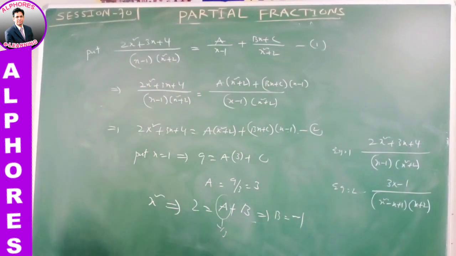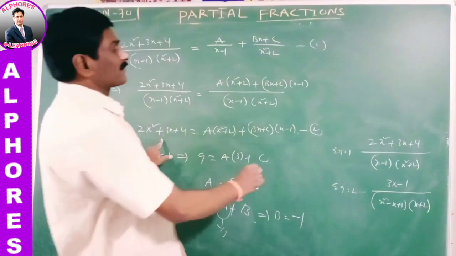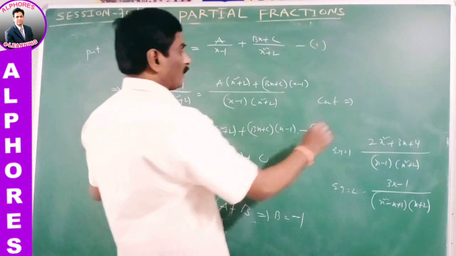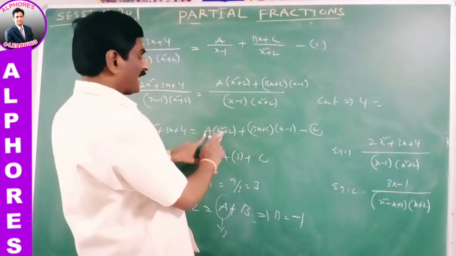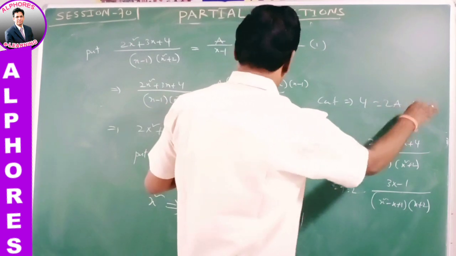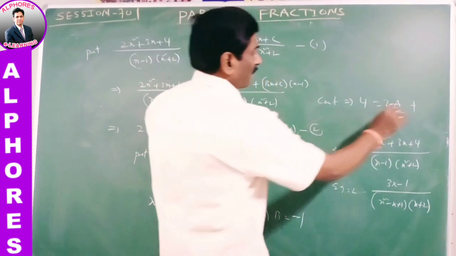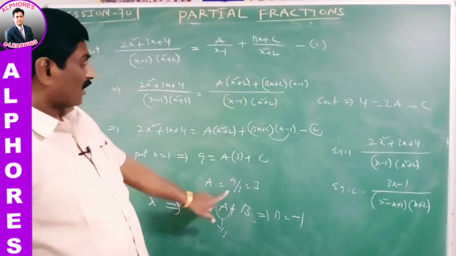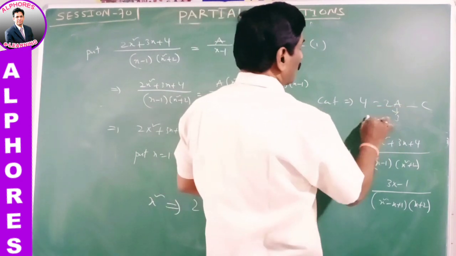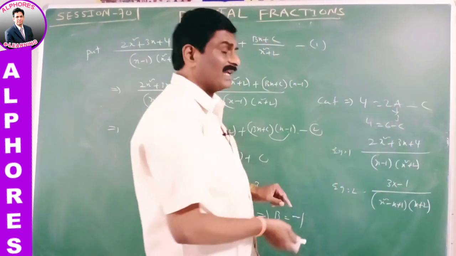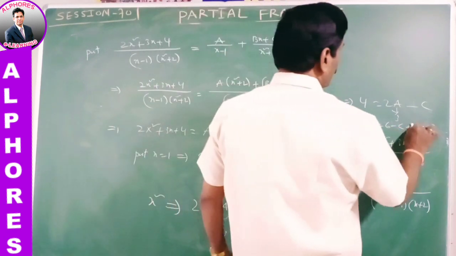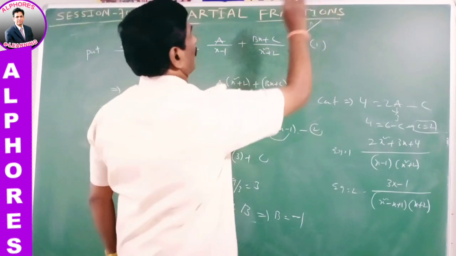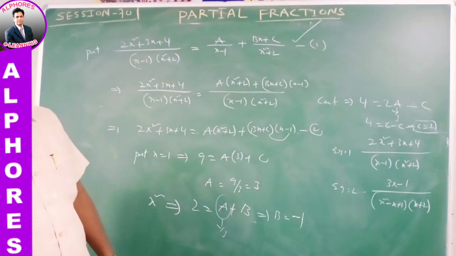Next, by comparing the constant terms in equation 2, what is the constant term here? 4. 4 is equal to a into 2, that means 2a, plus c into minus 1, which is minus c. Already we found the value of a. What is the value of a? 3. By substituting this value, 4 is equal to 6 minus c. What is the value of c? c is equal to 6 minus 4, that implies c is equal to 2. Now we have found a, b, c. Substitute these values in equation 1. We get the partial fractions.